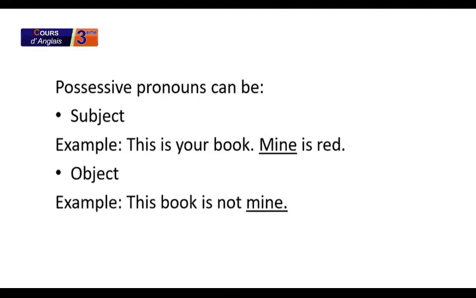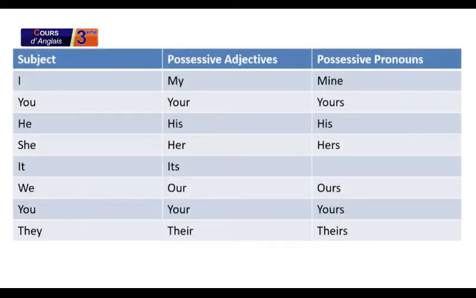And they can also be objects. For example, this book is not mine. Here, mine is an object. Here is a table to illustrate the possessive pronouns and how they correlate with the different subjects. My for I, mine for I.